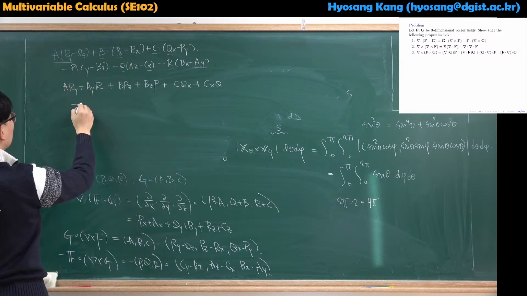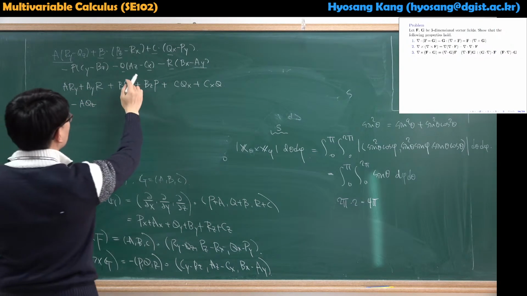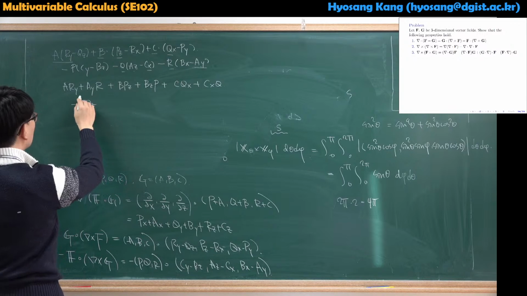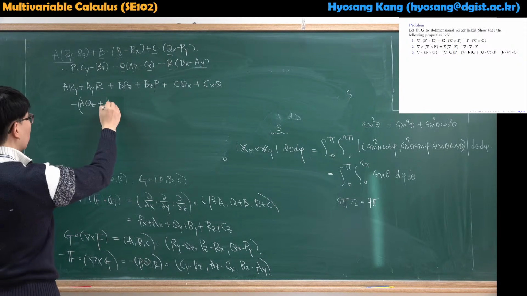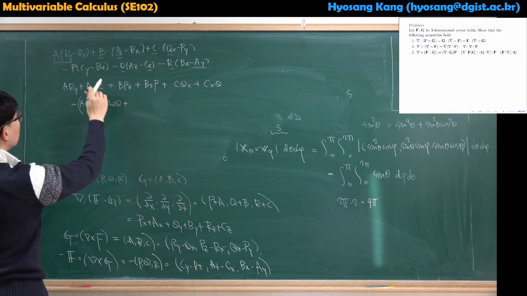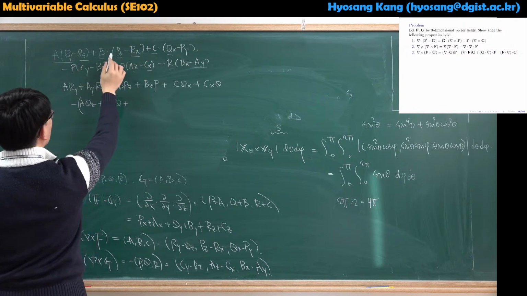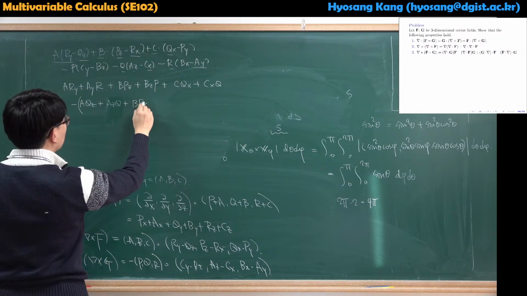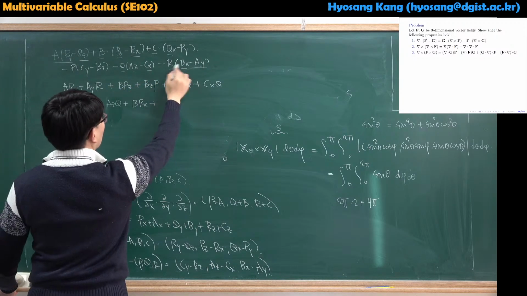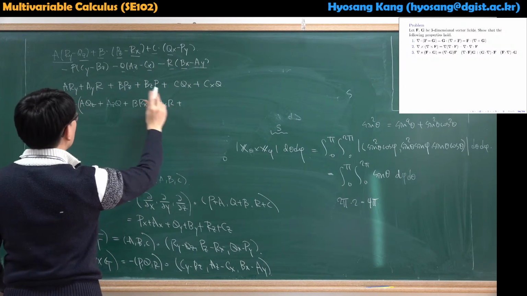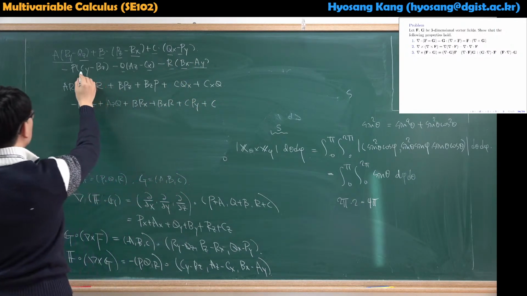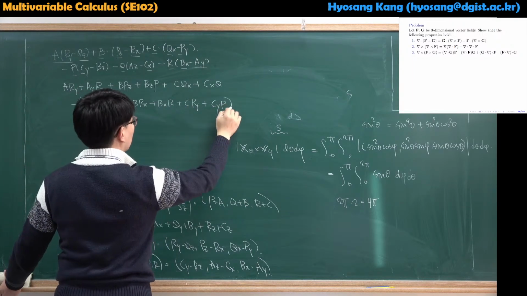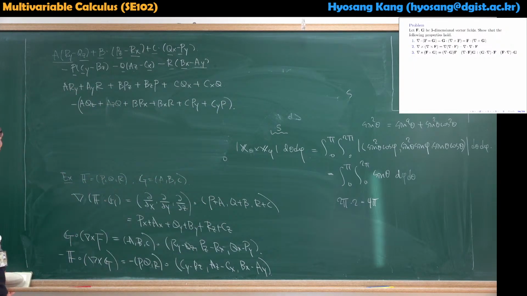So we have AQZ, and there's a QA, which is AZQ, right? And then we have BRX, and we have BXR, and we have CPY, and we have CYP. Okay.